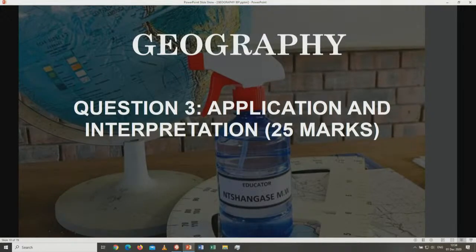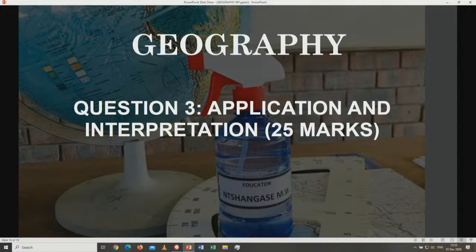Now, this section, interpretation of a map, grade 12, is your question 3. This is application and interpretation. It consists of 25 marks in total. This is where we lose marks as learners. This is where we lose marks. How do we lose marks?